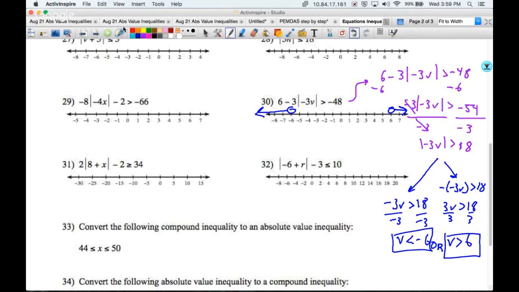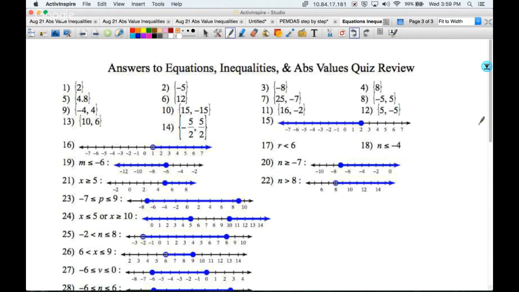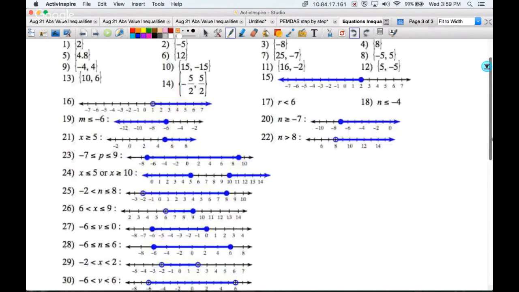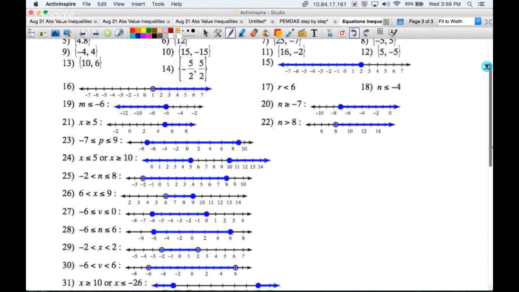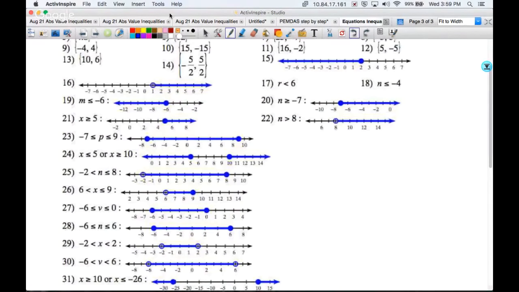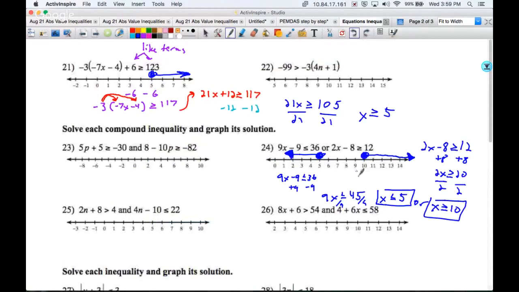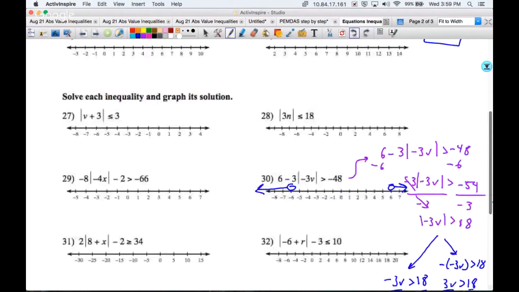Is it an OR problem? Let's just double check that one. 30, no, I made a mistake here. -6. That's the wrong problem.